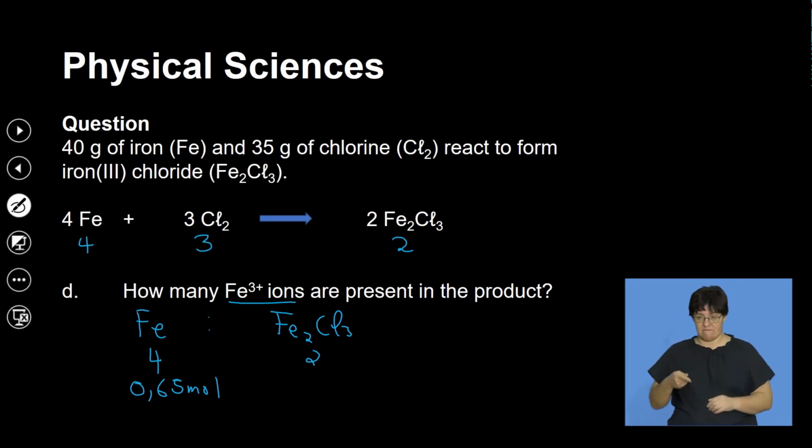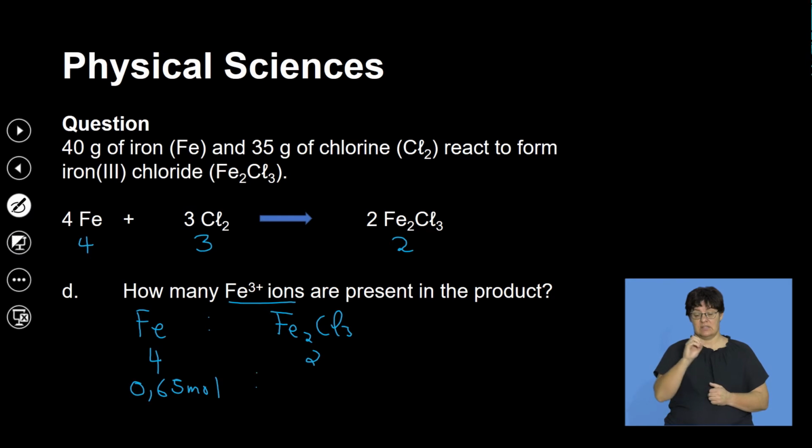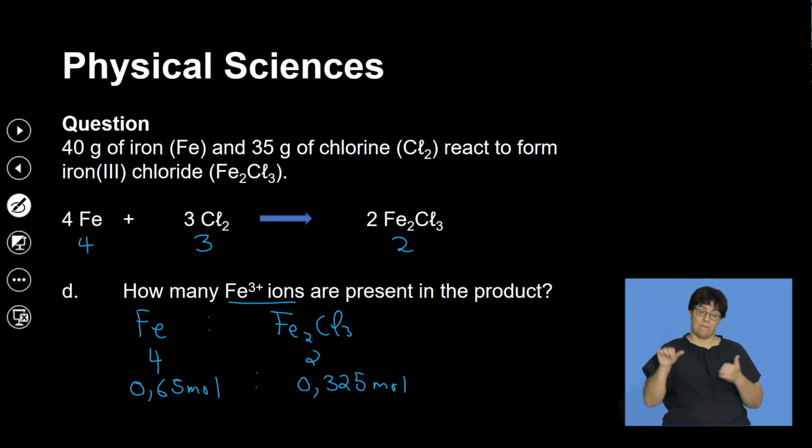0.65 will form half that. So if we go to our calculator once again, we'll say 0.65 divided by 2. This gives us, as a decimal fraction, 0.325. So this will be 0.325 moles.